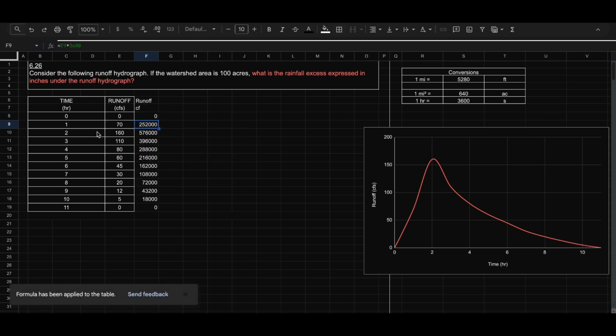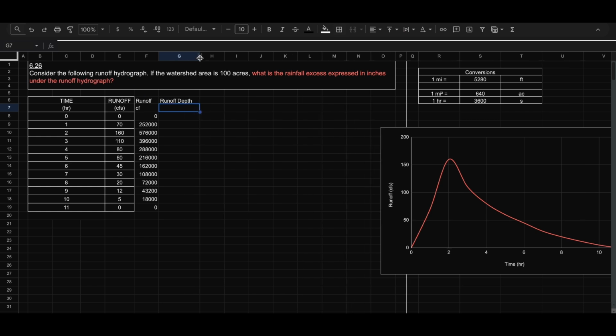Now all these values are the amount of water in cubic feet that has crossed that gauge. We have it in cubic feet, so let's get it into inches. To make a runoff depth only in inches, let's do the conversion. First we divide the cubic feet by the area, and we're going to get feet.